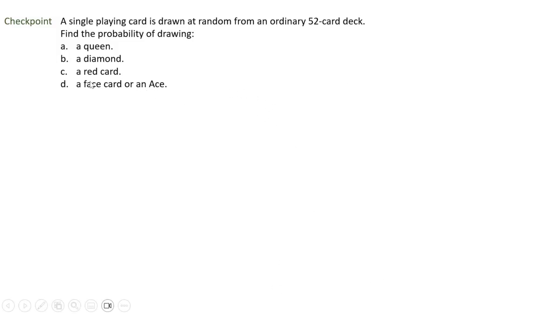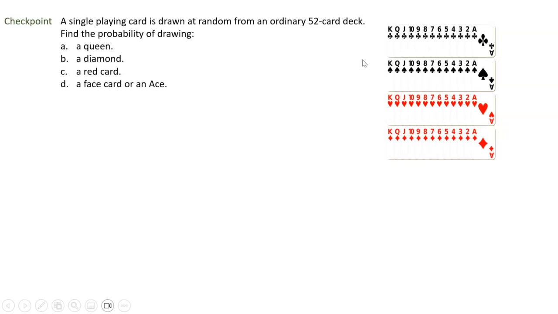I'm going to have pictures here of the cards. A single playing card is drawn at random from an ordinary 52 card deck. There are 54 cards in a deck because there are 2 jokers, but the jokers don't count. So here they only say 52. And here are the cards.